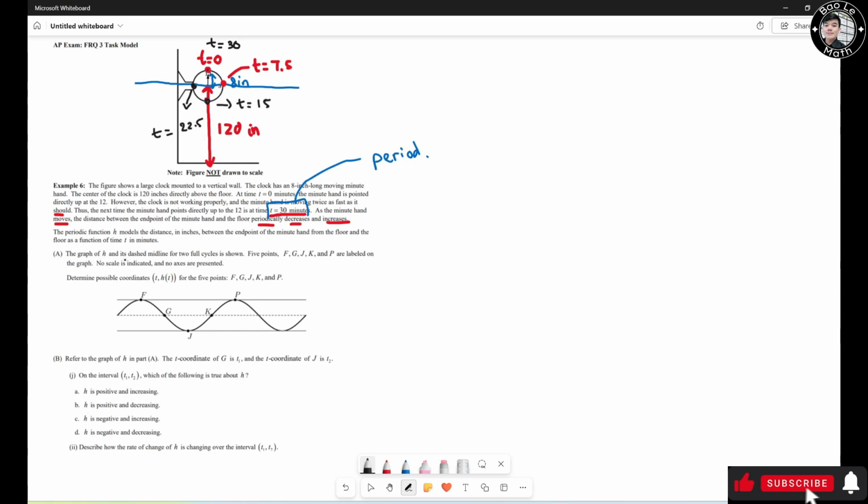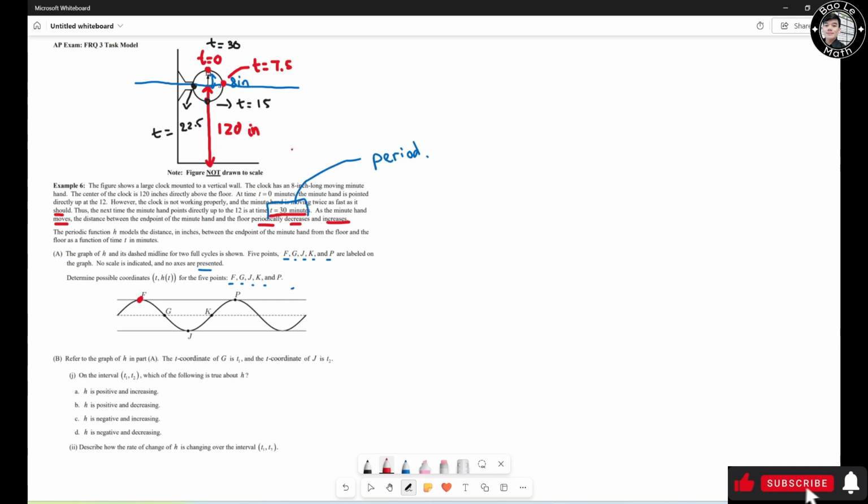Now, question A. The graph of h and its dashed midline for 2 full cycles is shown. 5 points F, G, J, K, and P are labeled on the graph. No scale is indicated and no axes are represented. Now determine the possible coordinates of the points F, G, J, K, and P. So we look at this one. We start from here, right? This is point F, when t equals 0. And then the minute hand points directly at 12, which means this is the highest point.